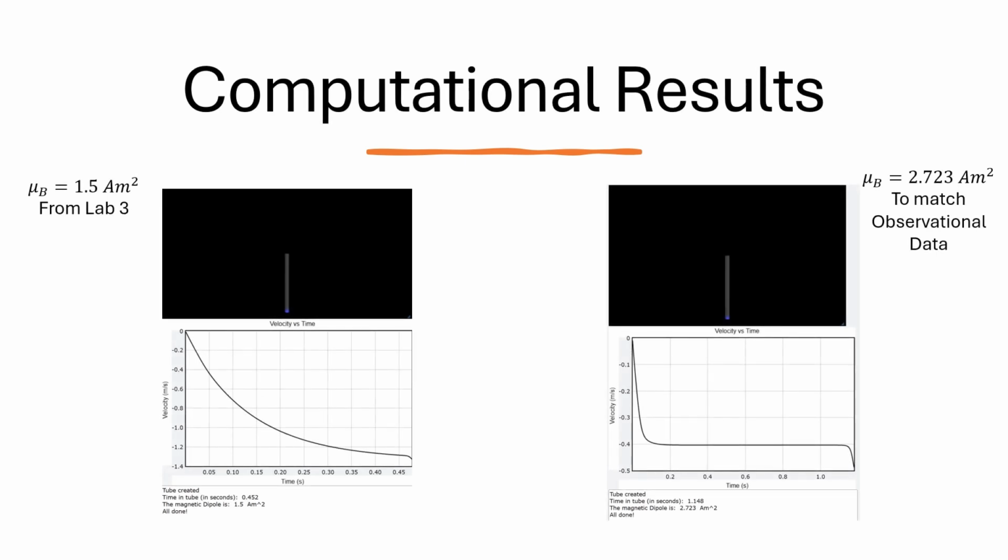First, we're going to use the magnetic dipole moment from lab 3 of 1.5, and you can see this is the course it takes, and it takes 0.452 seconds to fall. So now we're going to calculate what the magnetic dipole moment of this magnet is according to our experimental value, and that was 2.723, and you can see that one here.